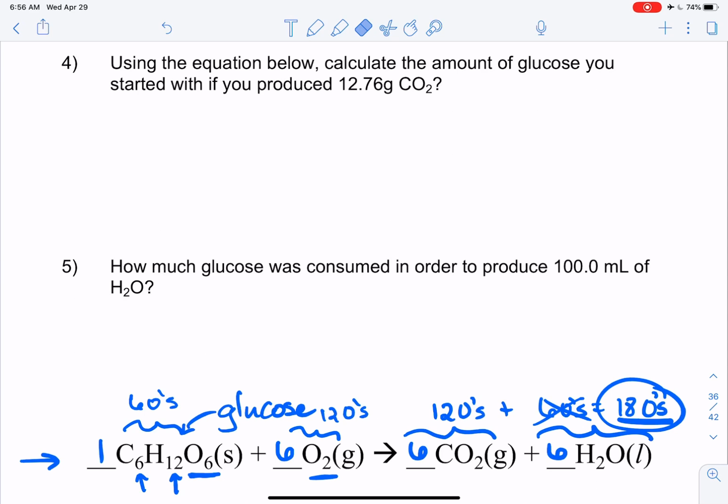Okay, so let's do some math. So we're going to start our math with our given. So we have 12.76 grams of CO2. And we're gonna want to get out of grams. So we have grams of CO2 down here, and we have moles of CO2 up here. And this is a molar mass. So we'll do 44.01 grams of CO2 down there.